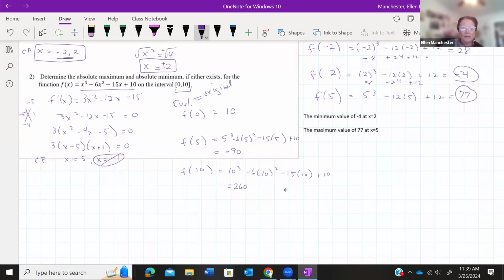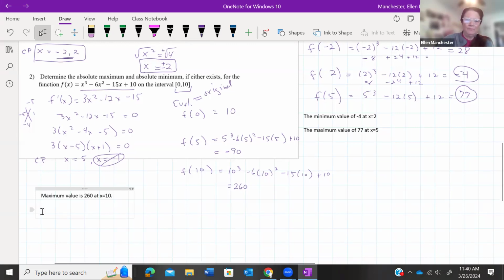Okay, so here we go. Your maximum, type it down here. The maximum value is 260 at x equals 10. So this is how MyMathLab is going to ask it. And then the minimum value is negative 90 at x equals 5. Okay, so any questions?